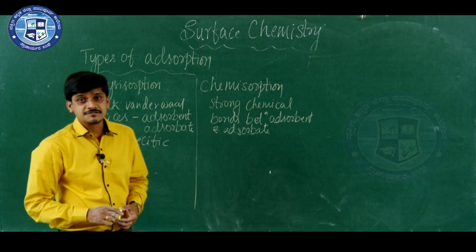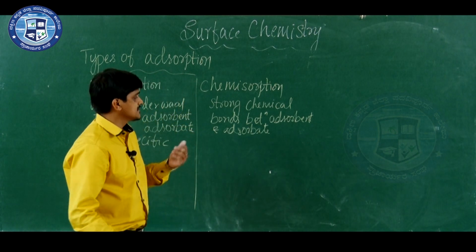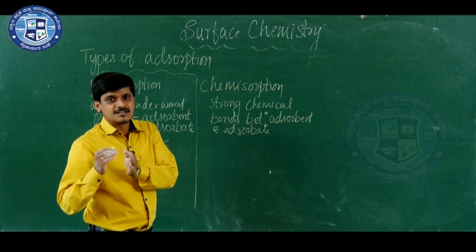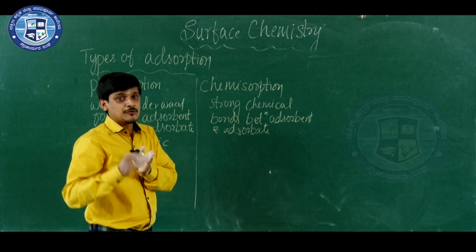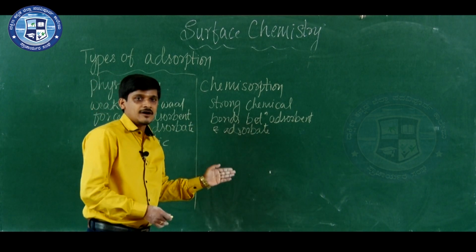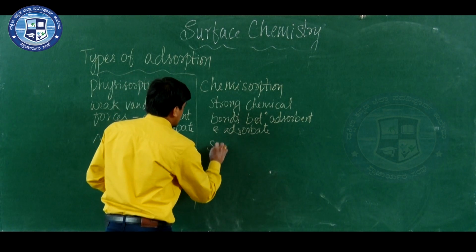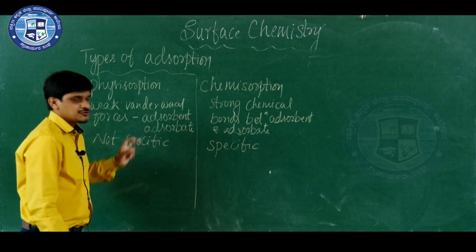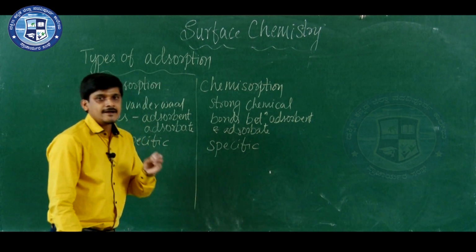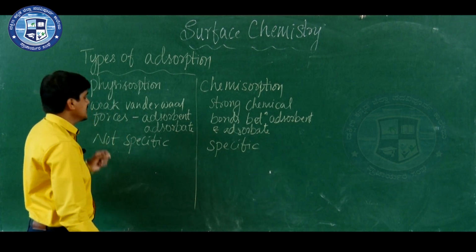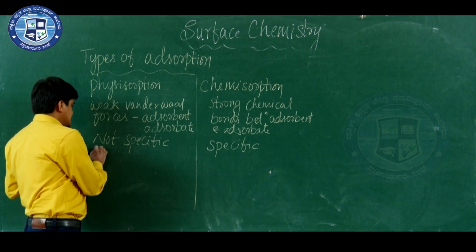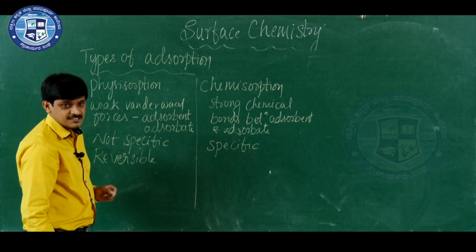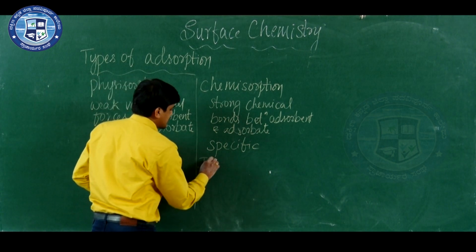But chemisorption is highly specific. Why is chemisorption highly specific? Because in chemisorption only a few adsorbent molecules and a few adsorbate molecules get adsorbed on the adsorbent. So, this is highly specific in nature. So, physisorption is not so specific, whereas chemisorption is highly specific in nature. Similarly, physisorption is reversible, whereas chemisorption is irreversible.